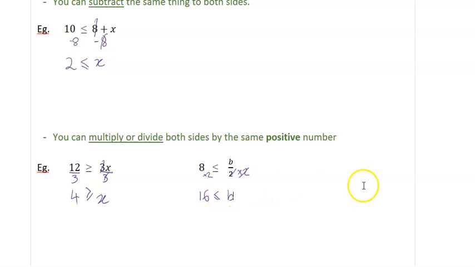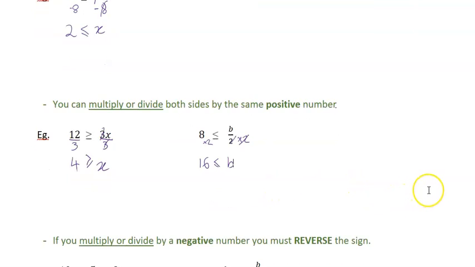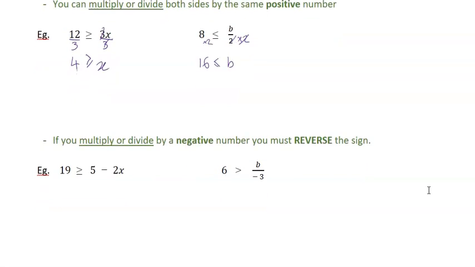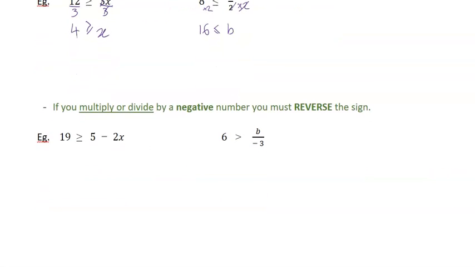Both are accurate. But the exception and how these are different from linear equations is if you multiply or divide by a negative number, you must reverse the sign, okay? So let's have a look at this. So for this first one, I'm just going to proceed like I'm solving any linear equation. So I'm going to subtract 5 first, subtract 5 on both sides.